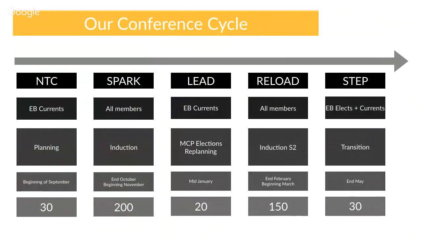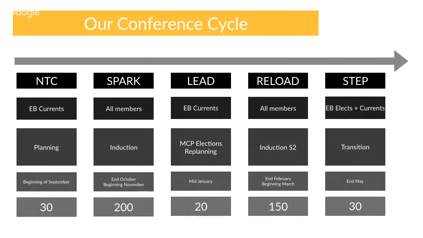So we have 5 national conferences. Here you have the name of each national conference, the target, the purpose, when it is happening, and the average number of people over the last 3 years. The first conference is called NTC, National Training Conference, happening at the beginning of September.